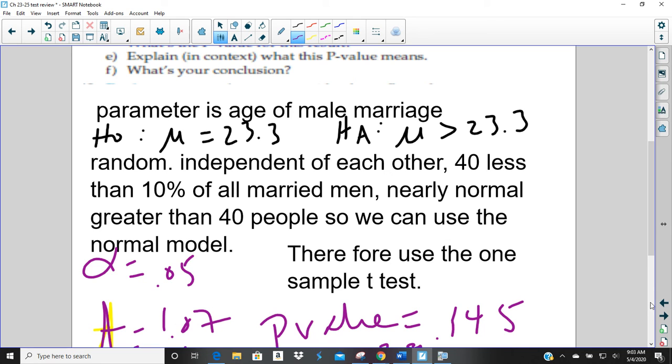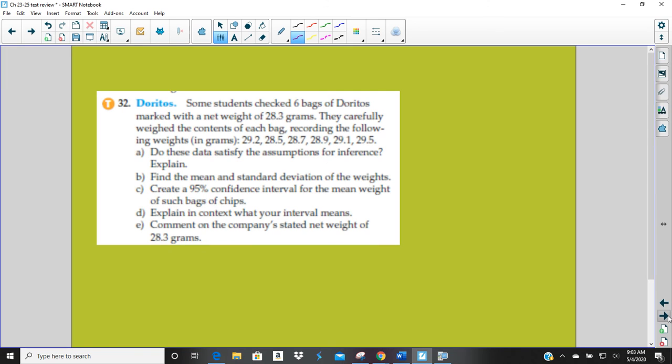Okay. So let's go on to another question now. I'm going to be using some data, so I want to kind of bebop back and forth. Students checked 6 bags of Doritos, very small sample, marked with the net weights of 28.3 grams. So the bag itself said the net weight was 28.3 grams. They carefully weighed the contents of each bag, recording the following weights. Here they are. Do the data satisfy the assumptions for inference? Explain. Find the mean and standard deviation of the weights. Create a 95% confidence interval, and then comment on the company's stated weight.